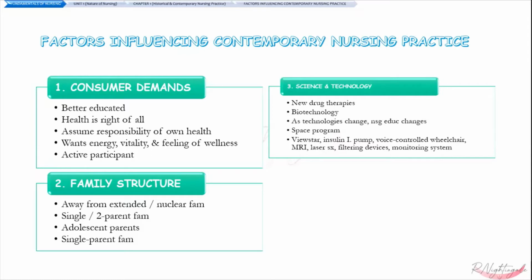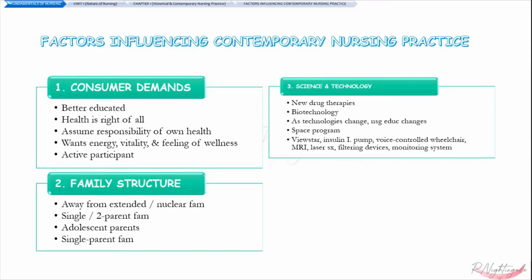Nurses must be knowledgeable about the action of such drugs and the needs of clients receiving them. Biotechnology is affecting healthcare. For example, nurses are exposed to emerging genetic technology, such as the field of cancer gene therapy.